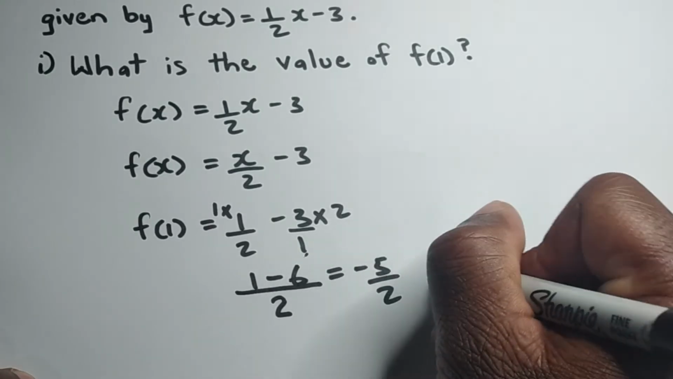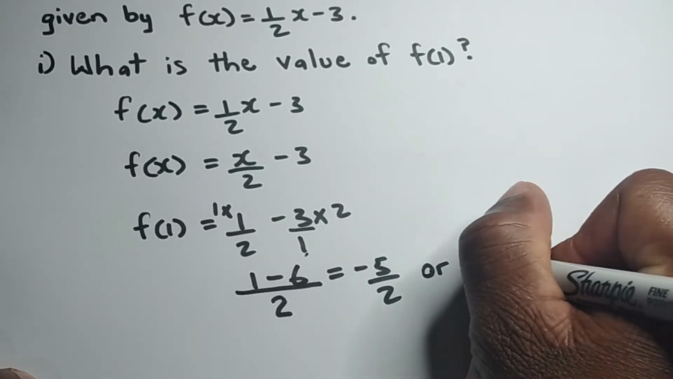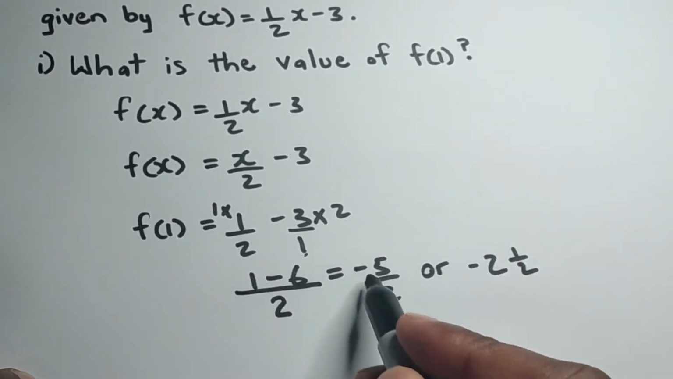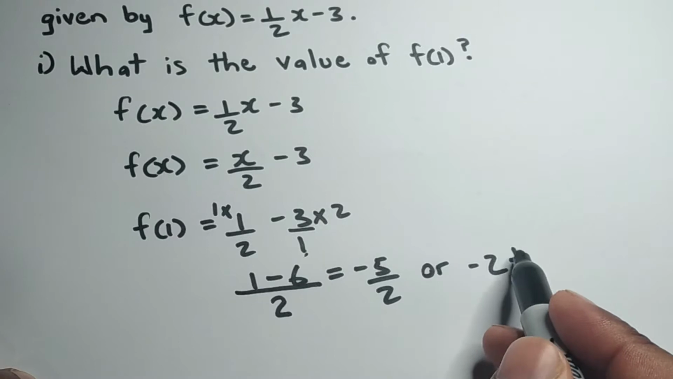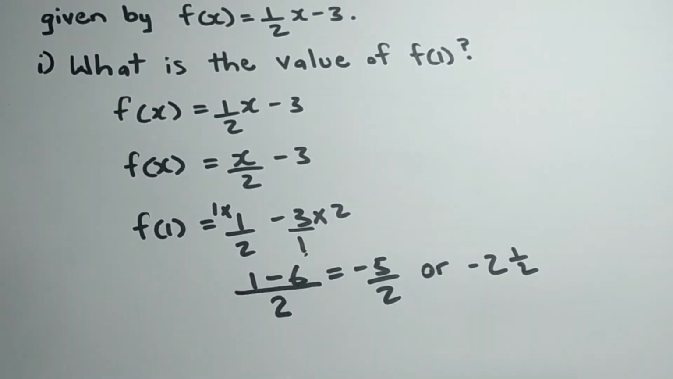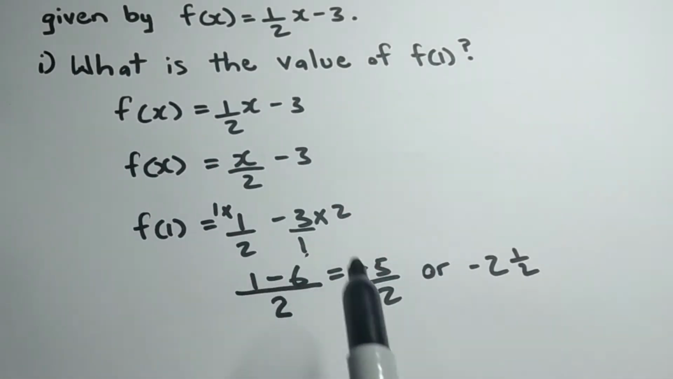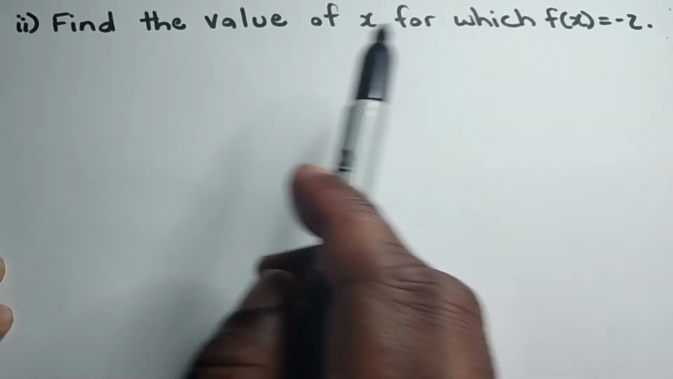We can also rewrite this as a mixed fraction. Negative 5 over 2 is the same thing as negative 2 and a half. So 2 going into negative 5 is negative 2 times, remainder 1 over 2. That's how you treat the first part of the question, how we find the value of f(1). Alright, so here we have part 2 of the question.